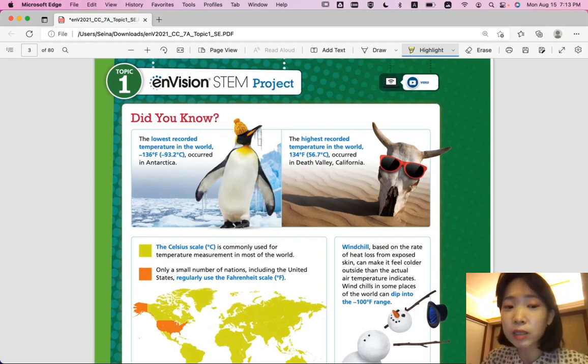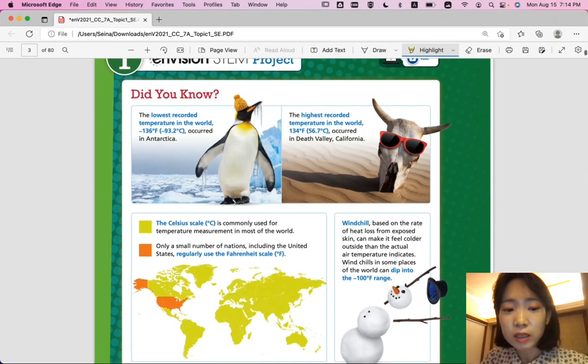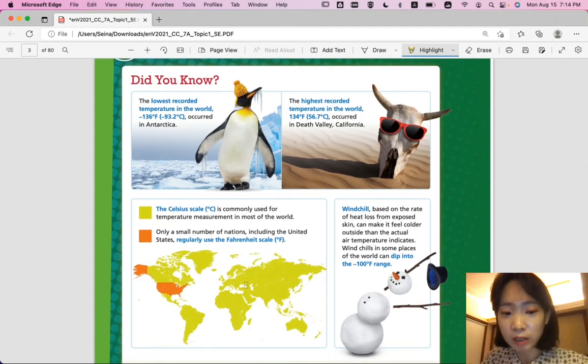Did you know that the lowest recorded temperature in the world, negative 136 degrees Fahrenheit, occurred in Antarctica? And the highest recorded temperature in the world, 134 degrees Fahrenheit, or 56.7 degrees Celsius, occurred in Death Valley, California? Wow, that's very hot, and this is very cold. The Celsius scale is commonly used for temperature measurement in most of the world. Only a small number of nations, basically the United States, regularly use the Fahrenheit scale.